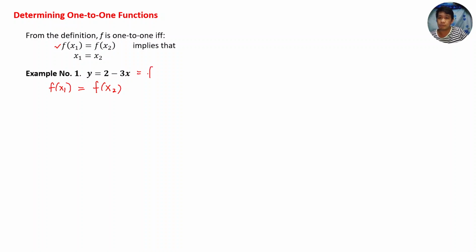So, let us try. So, f of x1 must be equal to f of x2. So, remember, we can express this as a function of x. So, substituting that value, magkakaroon tayo ng 2 minus 3x1 equal to 2 minus 3x2. So, that 2 cancels out. Matitira, negative 3x1 is equal to negative 3x2. So, if I'm going to divide this both by negative 3, matitira na lang sa atin ay x1 is equal to x2. Therefore, na-prove natin na itong y is equal to 2 minus 3x is a 1-to-1 function.